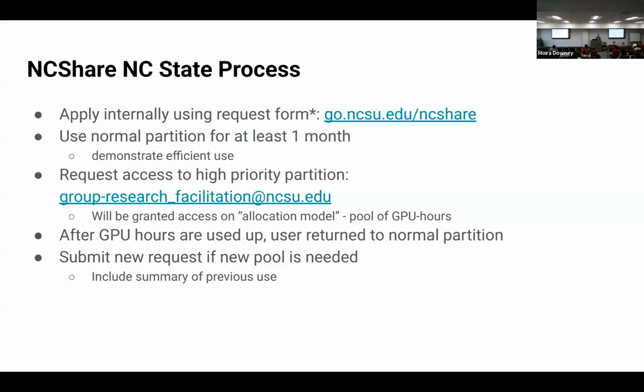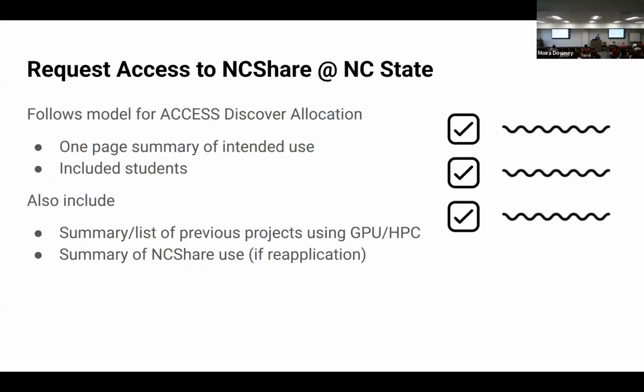And when you request, you'll just include a summary of previous use. The request will roughly follow the model of the Access Discover allocation, in part because this means if you fill out the NC Share model and you want even more GPUs, you can also just send the same proposal to Access and you'll get access to a bunch of credits. It's just basically going to be between a half-page and one-page summary of your intended use.